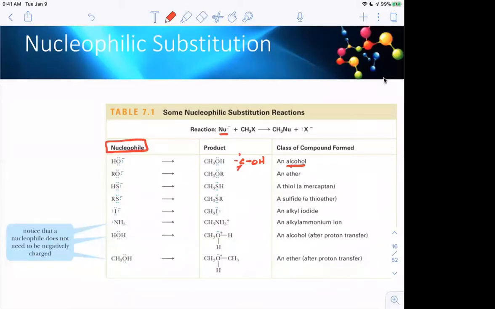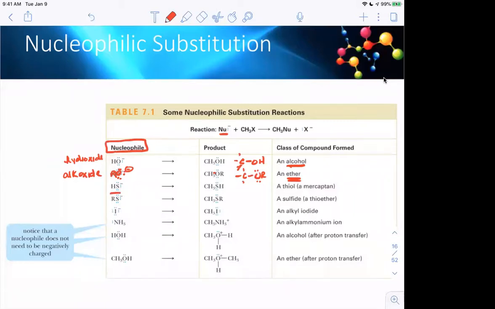If I have an alkoxide, so this is hydroxide, this is an alkoxide, where I have an R that's attached to the O, and I still have that negative charge. So this is the bond that's being made, right? I have the carbon, and then I'm reacting with that OR, so I get an ether.